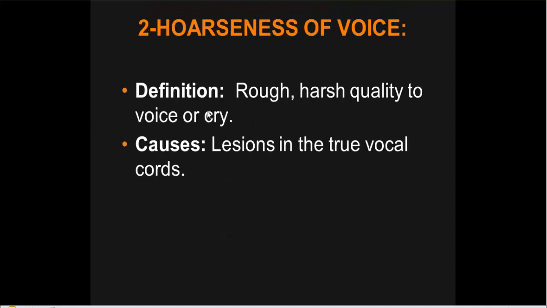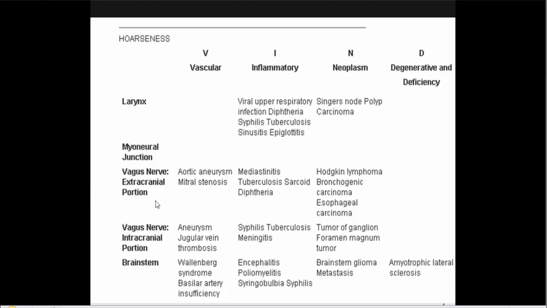Hoarseness of voice, main definition: a cough or harsh quality to the voice or cry. Lesions in the true vocal cord are causes of hoarseness of voice. The causes are either vascular, inflammatory, neoplastic, degenerative, or deficiency, and may involve the larynx, myoneural junction, vagus nerve extracranial portion, vagus nerve intracranial portion, or brain stem.